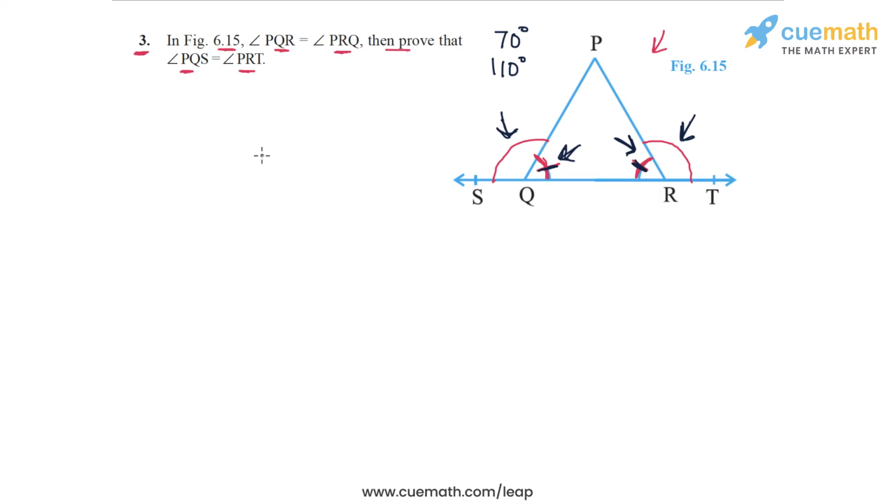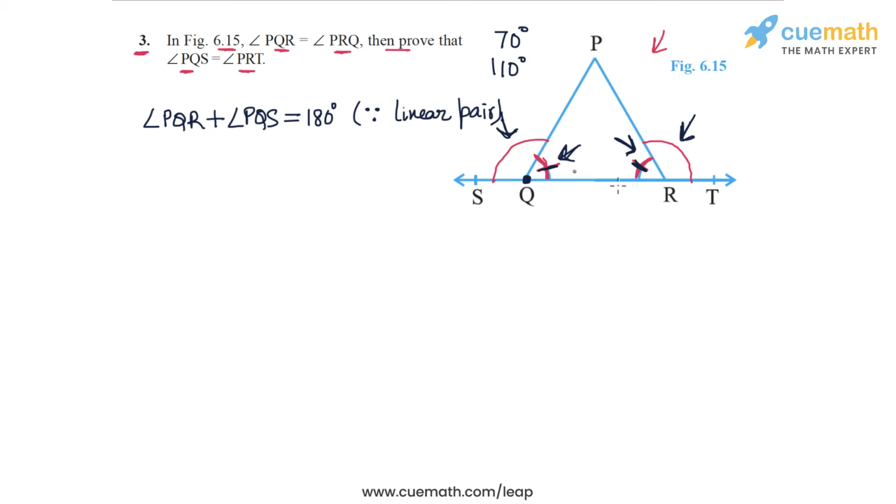Now let's write out the solution properly as a proper proof. So let's first take the angles formed at this point Q. So we will take angle PQR and angle PQS. They form a linear pair. So let's write it out. Angle PQR plus angle PQS, this sum must be equal to 180 degrees because these two angles form a linear pair.